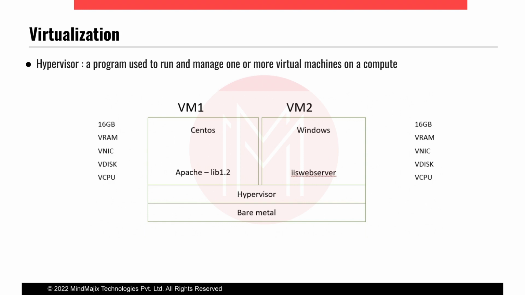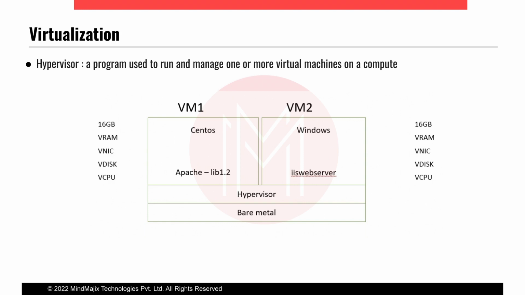So here we have two different virtual machines, and in VM1, as per our requirement, we want to deploy an application. We will be installing Apache, which has a library 1.2. So here we are doing our own job, like deploying an application. And we also wanted to do other activities, like installing the IIS web server. We can do that as well. So whatever activities we wanted to do, we can do in a separate way, isolated here.